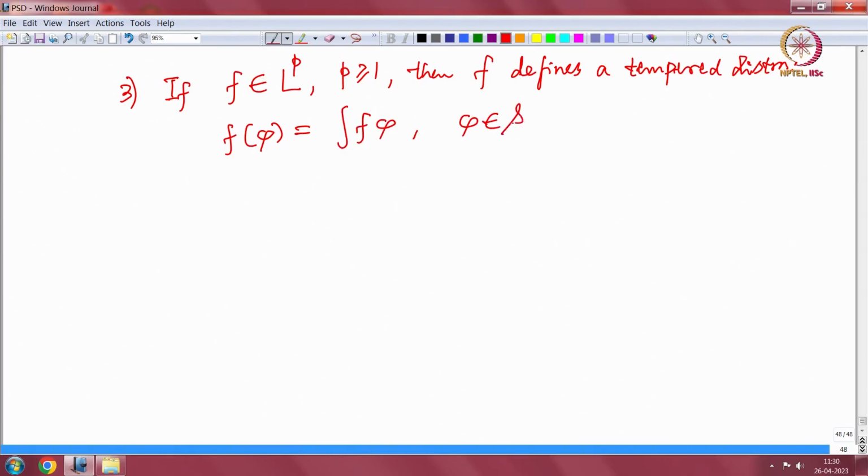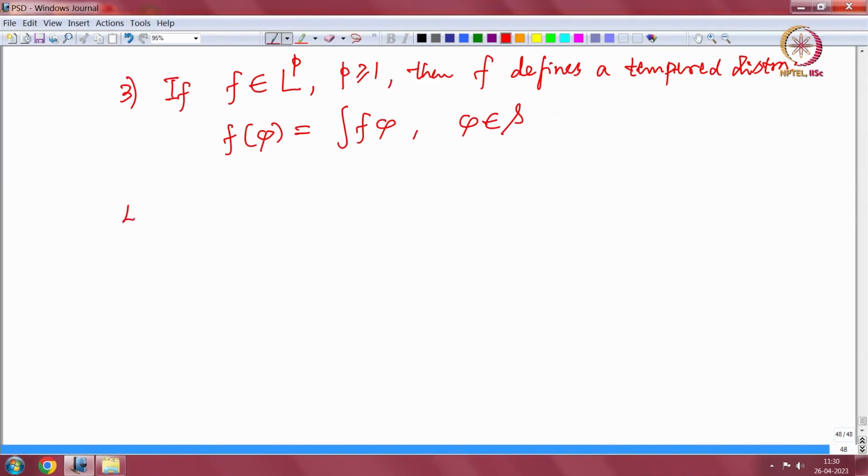So, we have to verify two things, that this is finite and then it is also continuous. Continuity is straightforward, you use the dominated convergence theorem or things like that. So, only this finiteness. Since f is in LP, it suffices if I show that phi is in LQ, then that integral is finite. Okay. So, once we show that, that is fine.